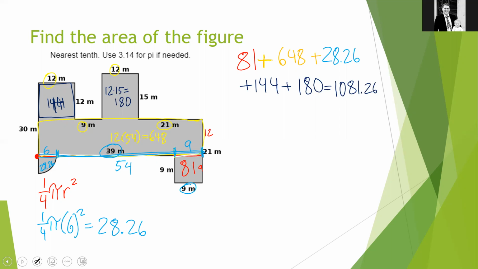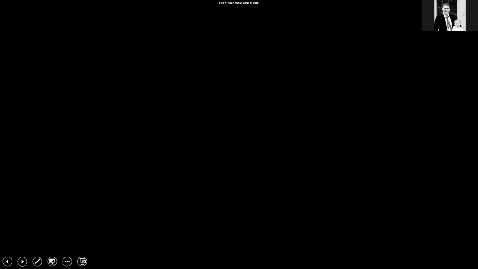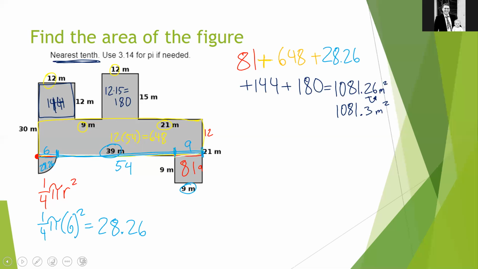1081.26, and this is in meters squared. Oh, it says nearest tenth. So I actually need to look at that 6, and we'll make the 2 round up. So it'll be 1081.3 meters squared. And that's our final example. Good luck with composite area.